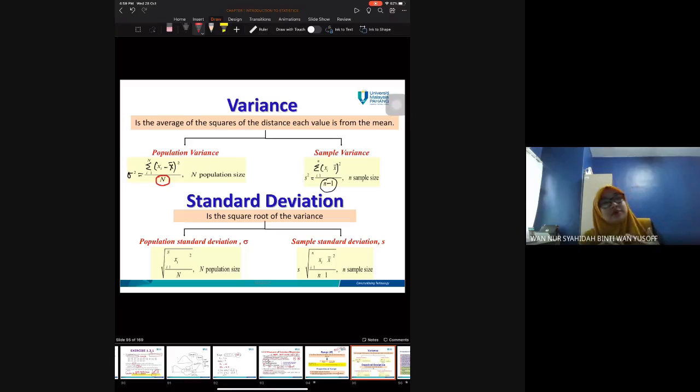When we have more than one data set, usually how we interpret the variance is that we tend to compare the variability between those data sets.